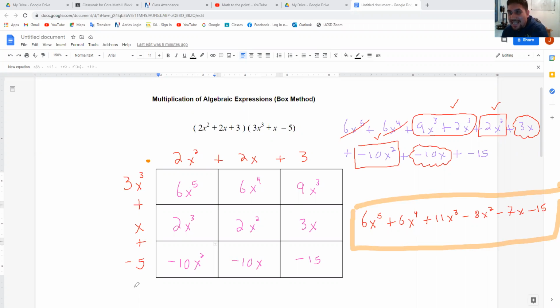So this works for any type of multiplication with any type of dimension. You can multiply an expression that has a polynomial with 5 terms times an expression that has a polynomial with 3 terms. You can multiply any one that has 10 terms by any other one that has 2 terms. It doesn't matter. The point is that this visual representation, ladies and gentlemen, is going to work every single time. Okay, it's visual, it's straightforward. Yes, it takes time, but conceptually speaking, it makes a lot of sense.